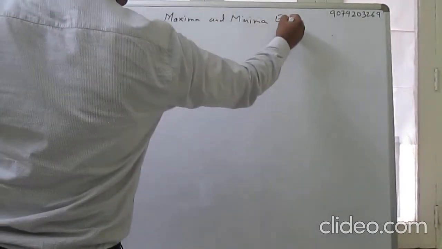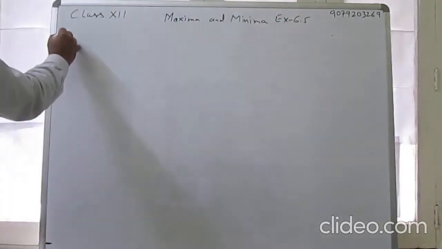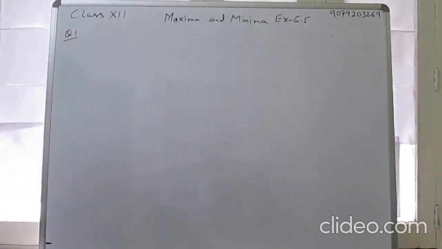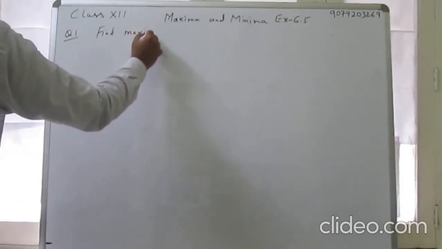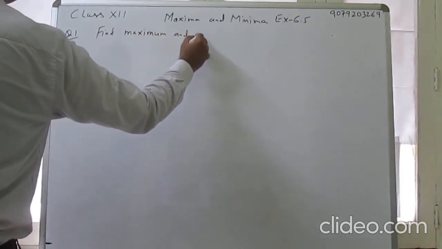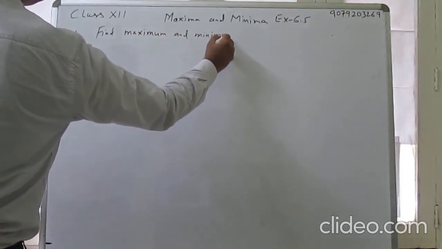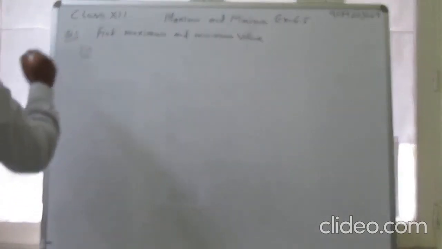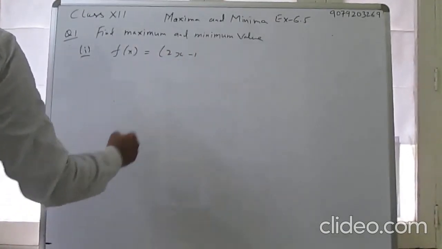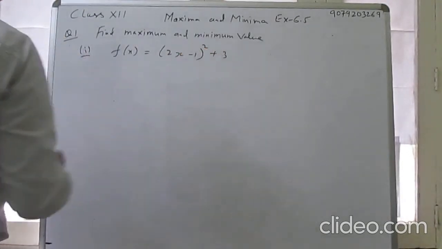Exercise 6.5. Question 1. See the first part. Find the maximum and minimum value, if any, of the following function given by: first part, f(x) is given to you, (2x minus 1) whole square plus 3.